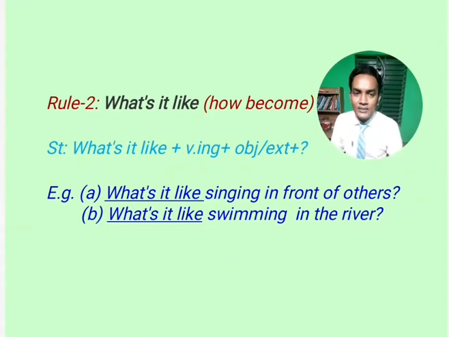Number two, what's it like? Really, you should know the meaning of the phrase what's it like. How does it become the meaning of this phrase? Okay, structure. You should write down what's it like plus verb ing. That means you must have the ing form of a verb plus object. And you must give the question mark at the end of the sentence. Okay. There are examples: what's it like singing in front of others? What's it like swimming in the river? I think you are clear, right? Already you have seen the ing form of the verb is given here after like. Okay, next.